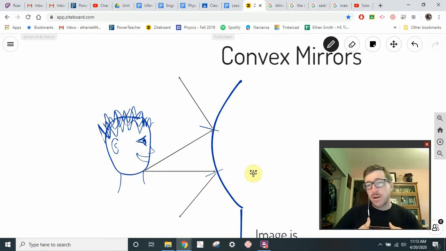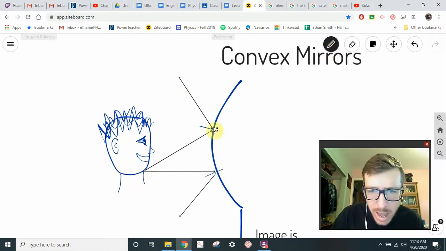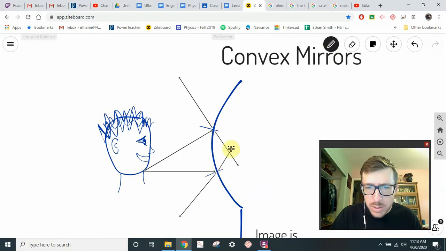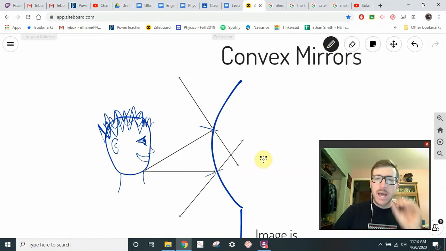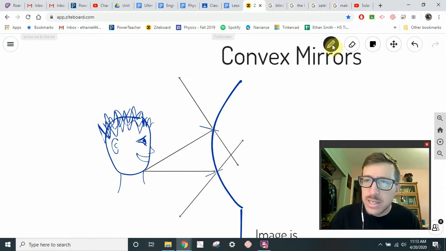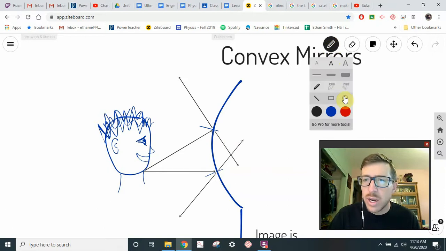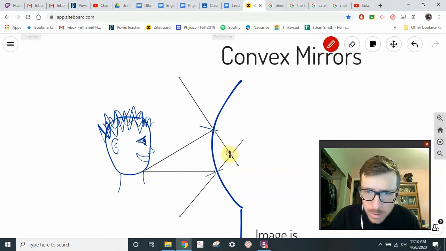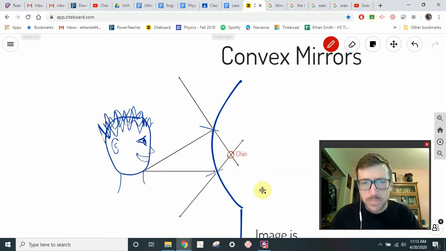So you'll notice that these light rays are diverging. They're going away from where my chin actually is. So what my eye does is it follows these light rays back, and it says, hey, that chin must be coming from here on this one, and this one must be coming from here. So my eye actually sees the chin as being right here. That's where it thinks the chin is, which is kind of strange. It thinks that it's seeing a little chin right there.